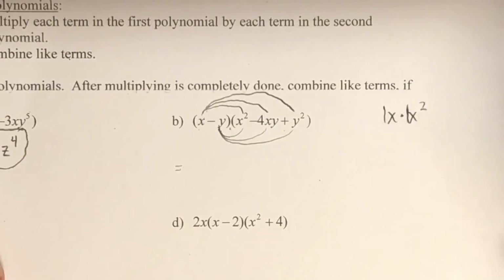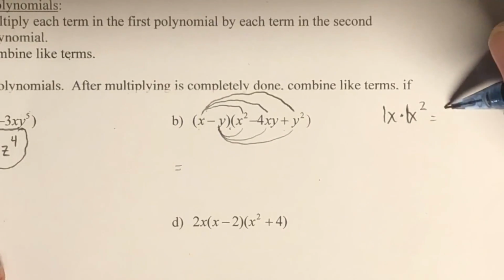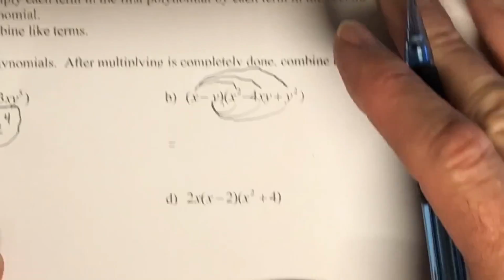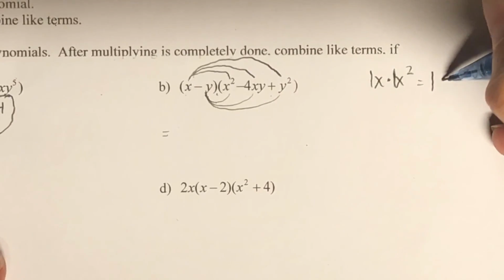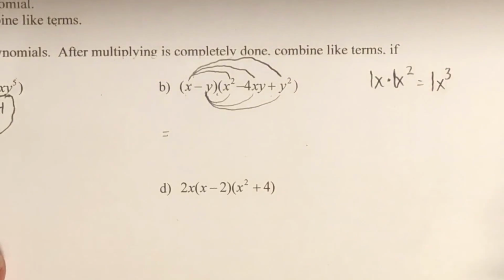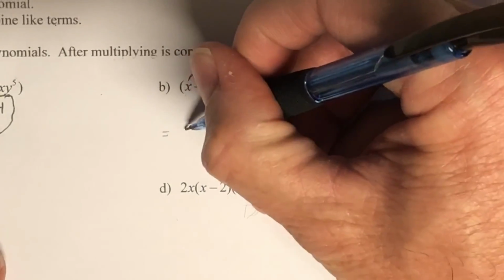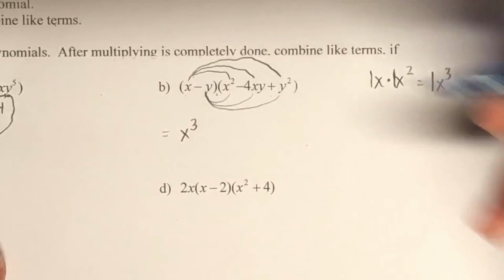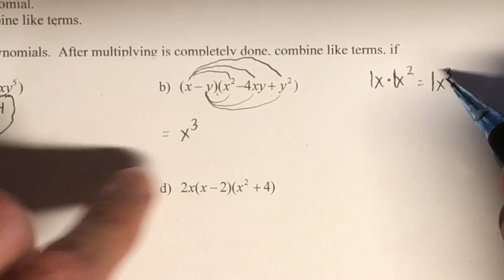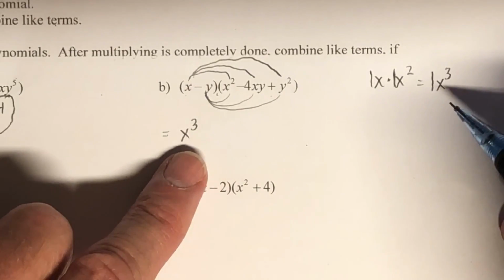1x times 1x squared, you have 1 times 1 is 1, and then you do the x to the first and x to the second. 1 plus 2 is x to the third. And so that first part right there, the answer is x to the third, which is the same thing as 1x to the third. You don't have to write the 1 if you don't want to.